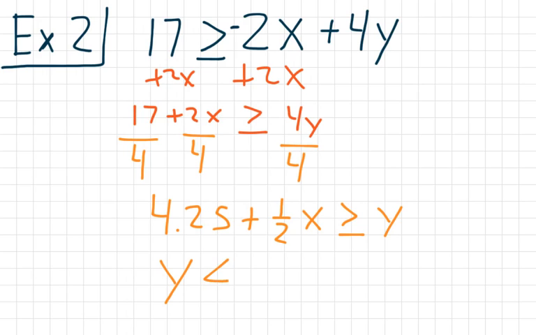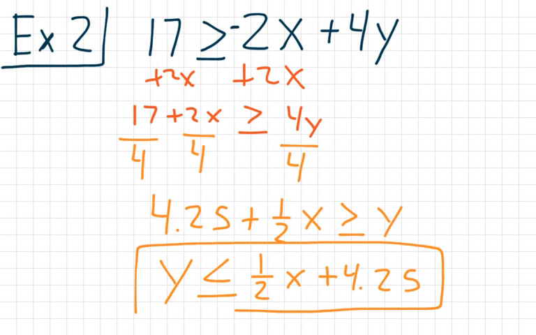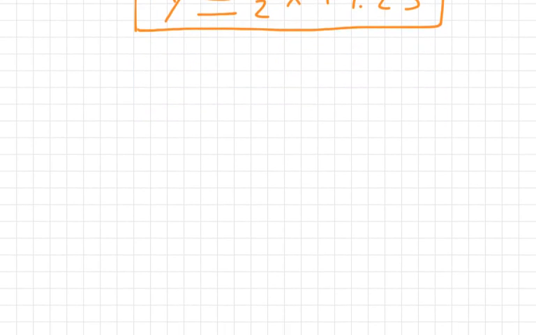So y is less than or equal to, again, y was the left side, right, because it opened up to everything else. So y is less than 1/2 x plus 4.25. So this right here is my final answer. Well, at least the inequality, right? I've solved for y. Now I've got to graph it.